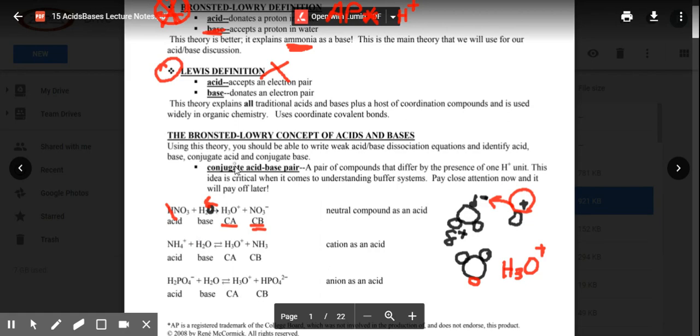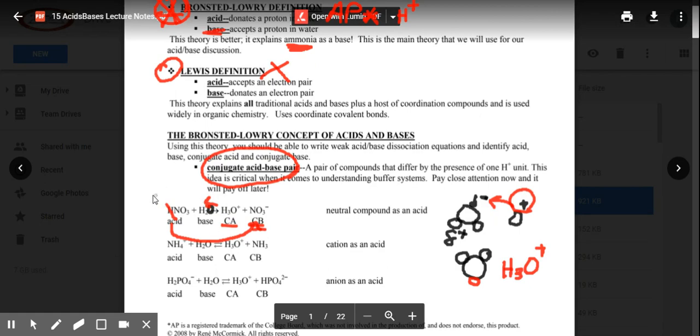acid-base conjugate pairs, a conjugate acid-base pair. And so my acid turns into my conjugate base. So my pair would be HNO3 and NO3 minus. And my base turns into my conjugate acid after it's accepted that proton. So this conjugate acid-base pair would be H2O and H3O plus.